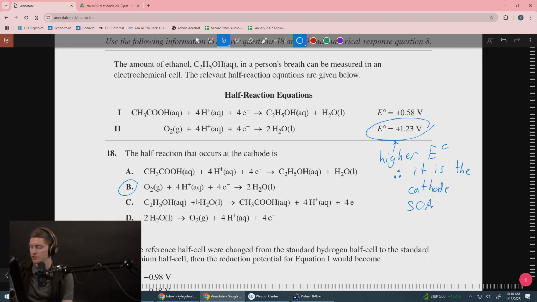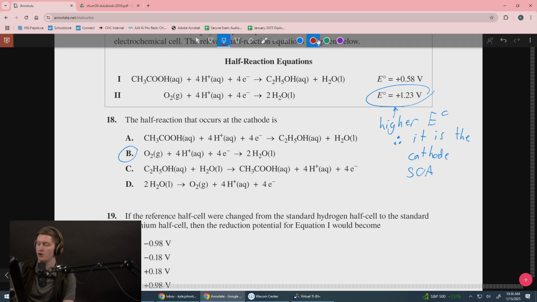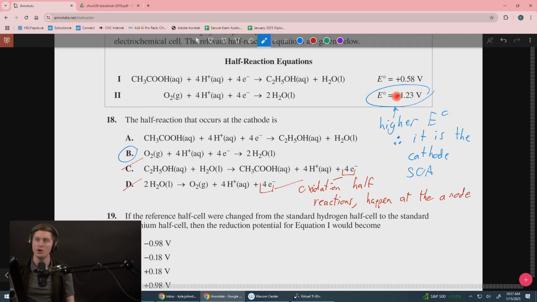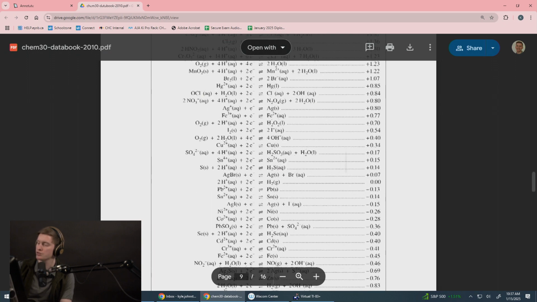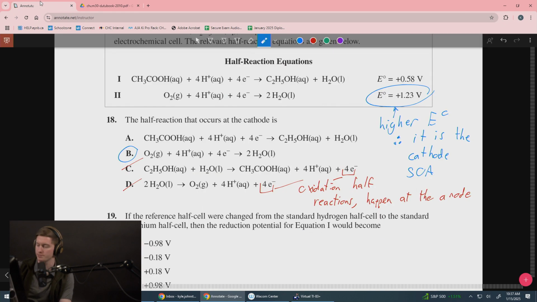If you look at reactions C and D, these are oxidation half reactions. These would happen at the anode because they have the electrons on the product side. These are oxidation half reactions, which would happen at the anode, so you could eliminate those. And then between these two, we know that it's reaction number 2 because it has the higher cell potential. And if you were to arrange these like they are in our redox table, you would have your strongest oxidizing agent being reaction number 2.